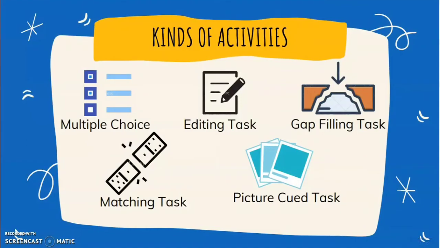So here are the kinds of activities that students can use to learn about selective reading. The first one is multiple choice, and then matching task, editing task, picture cue task, and gap filling task. Each of these activities could help students in learning about selective reading.